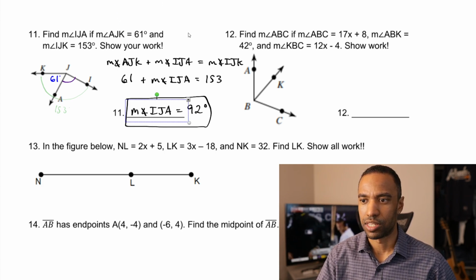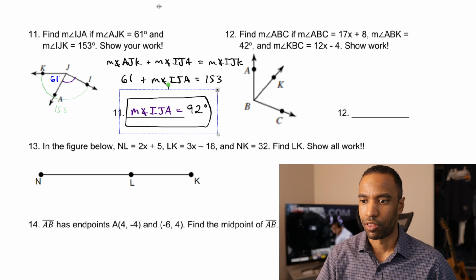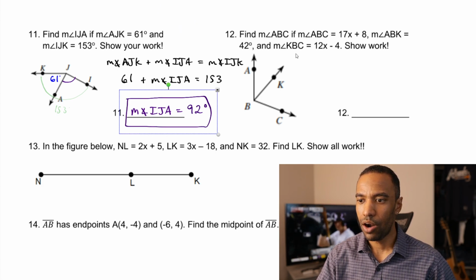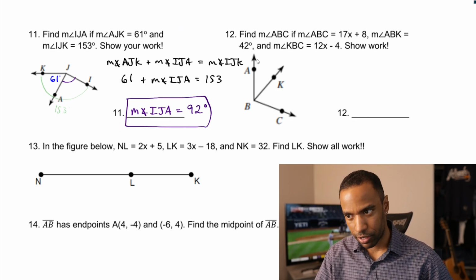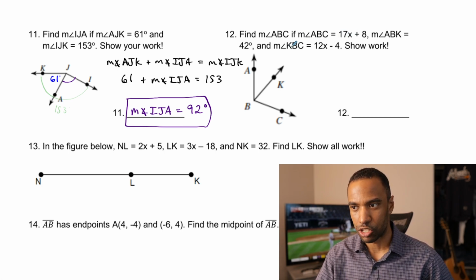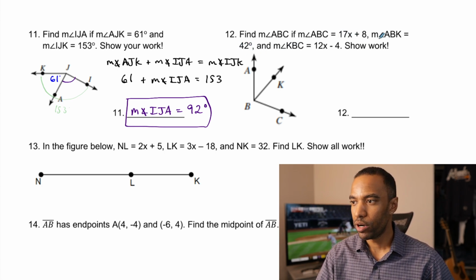Let's place it in purple because that's what we had for the arc there. All right, let's go on to number 12. Very, very similar. The difference is now we have algebraic expressions instead of straight up numbers. Well, 42 is a straight up number.